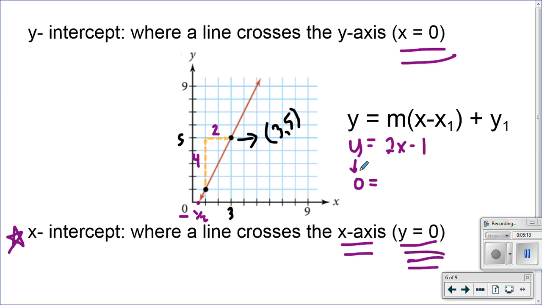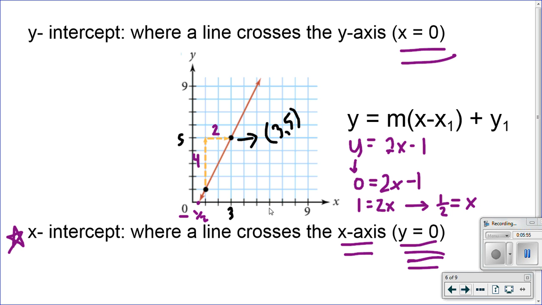So again, y is 0 at the x-intercept, so I'm going to substitute 0 for y. So 0 equals 2x minus 1. Now if I want to find out what x is alone, I'm going to have some undoing to do. So I'm going to add 1 to both sides, and 1 equals 2x. Finally, to get x alone, I'm going to want to divide by 2 on both sides. Once I divide by 2 on both sides, 1/2 equals x. So it looks like we were correct with our estimate for that x-intercept.